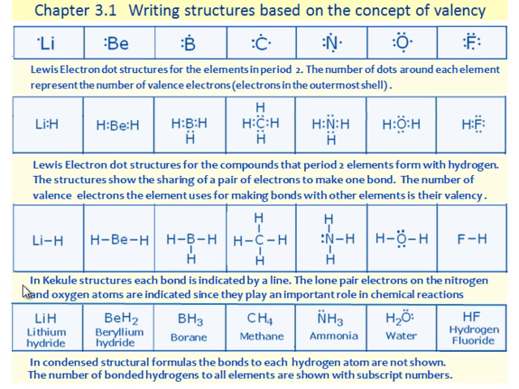In Kekule structures, each bond is indicated by a line. The lone pair electrons on nitrogen and oxygen are indicated since they play an important role in chemical reactions. In condensed structural formulas, the bonds to each hydrogen atom are not shown. The number of bonded hydrogens to all elements are shown with subscript numbers.